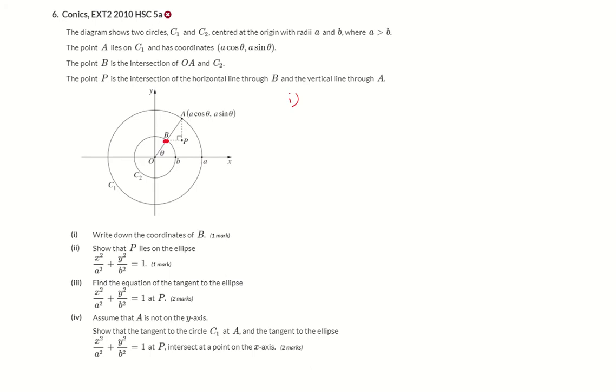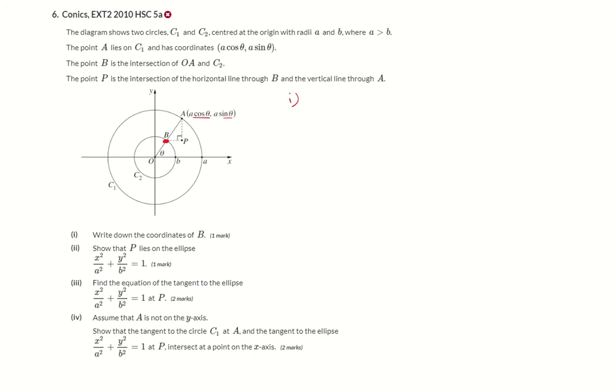The first thing I'm thinking about is, straight away, things are in parametric form in the question, as it does tell us that point A lies on C1, it has coordinates A cos theta, A sin theta. So there's hints already that things are in parametric form, and the point here that A is A cos theta and sin theta.